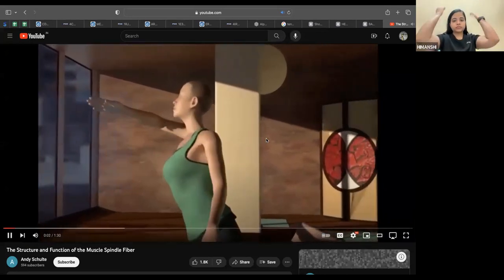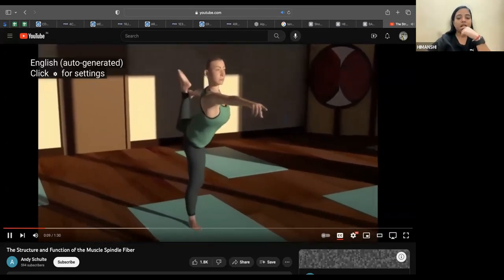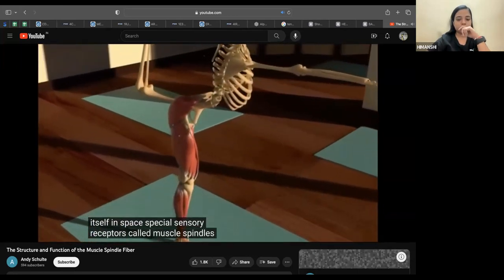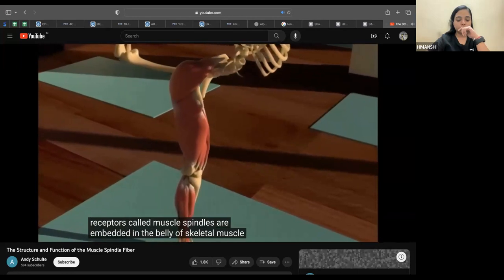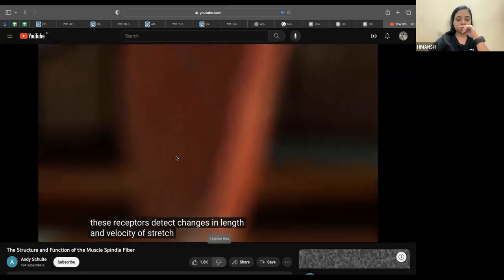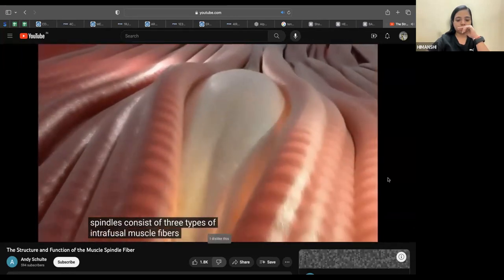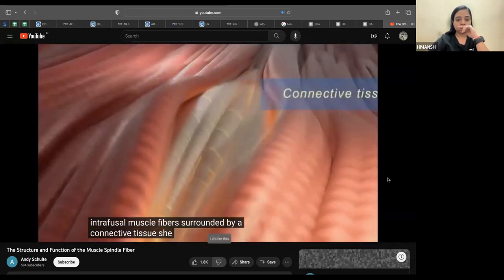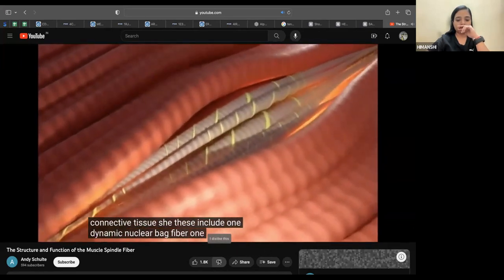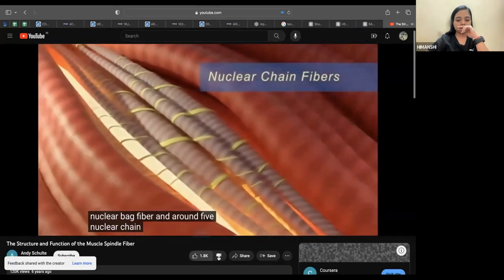Proprioception is imperative in the body's ability to retain balance and posture without conscious effort. In order for the human body to orient itself in space, special sensory receptors called muscle spindles are embedded in the belly of skeletal muscle. These receptors detect changes in length and velocity of stretch. Typical muscle spindles consist of 3 types of intrafusal muscle fibers surrounded by a connective tissue sheath. These include 1 dynamic nuclear bag fiber, 1 static nuclear bag fiber, and around 5 nuclear chain fibers.